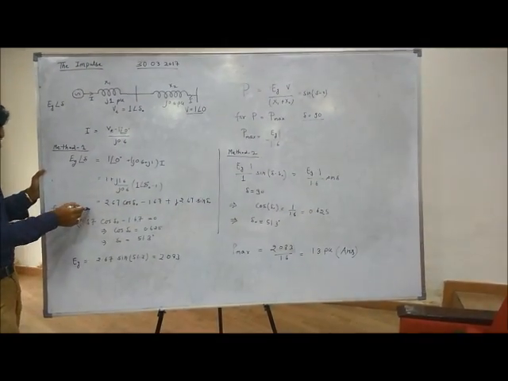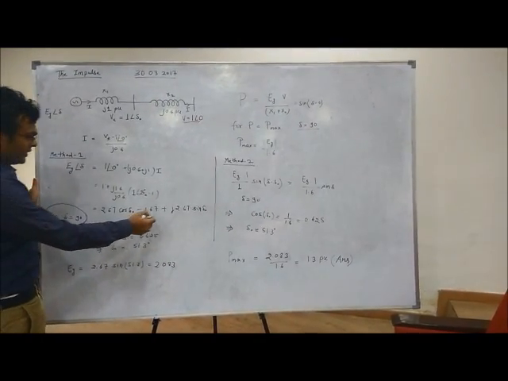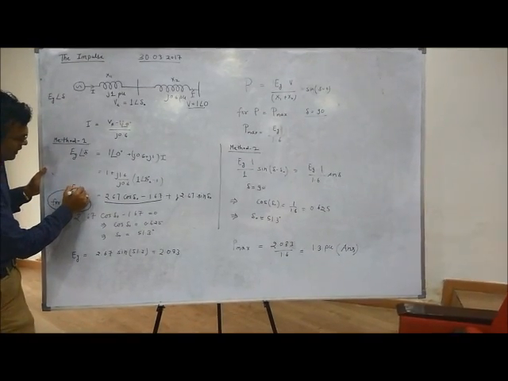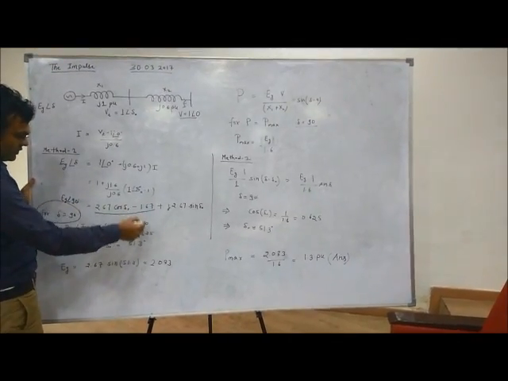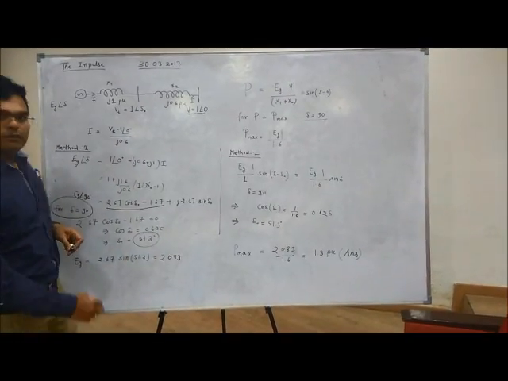Now, for maximum power flow, delta should be 90 degrees, and for this, this term should be 0, because this Eg will be at 90 degrees, so only the j term will be there. So this term should be 0. By equating this to 0, we'll get delta naught equals 51.3 degrees.